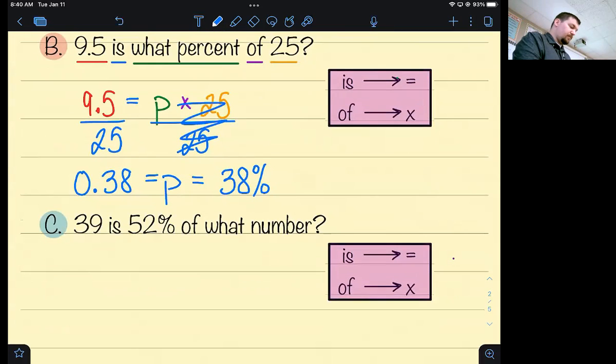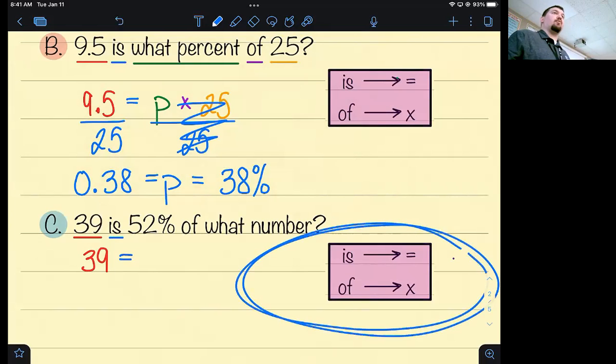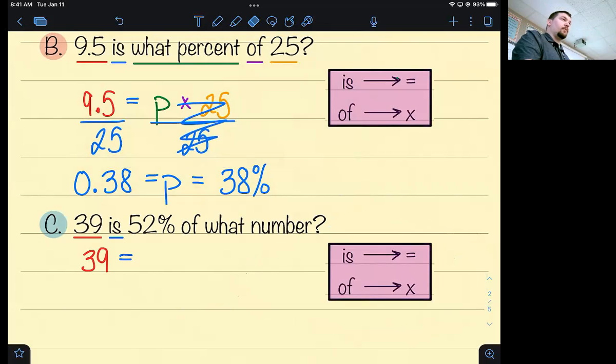Next one. Underline the number 39. Just rewrite that below, 39. Underline the word is. Caden, what does the word is mean again? Equals, good. By the way, this is something you might want to write on the top of your worksheet tonight somewhere, because you're going to be using it on all 17 problems.